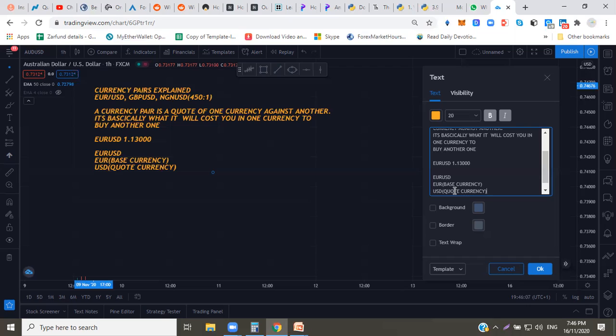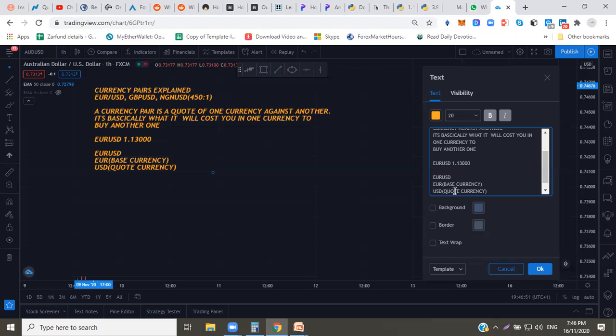Let's pick Euro USD as an example. If you want to transact in Euro USD, you will either buy Euro USD or sell Euro USD. That is the transaction you are doing. If you make a buy transaction on Euro USD, you are basing that transaction on the euro, which is the base currency. So if you are buying Euro USD, you're actually buying the euro. If you are selling Euro USD, you're actually selling the euro.